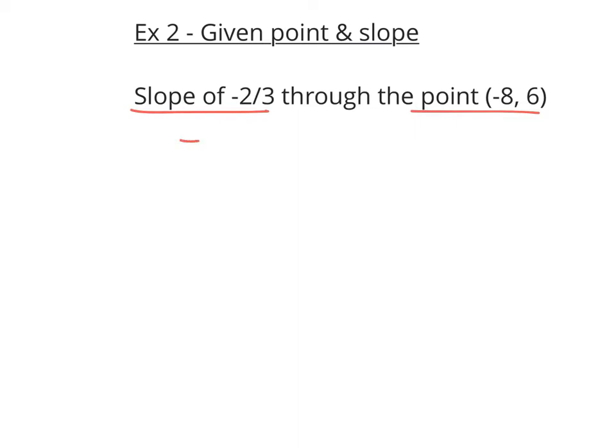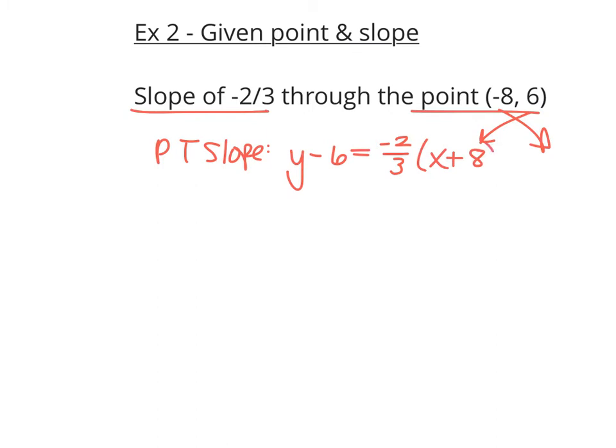So if we're going to write it in point slope form, let's see, point slope. I'm just going to label my different forms here. I know that we're going to switch the x and the y and make them opposite. So that's going to be y minus 6 equals -2/3 x plus 8. All right, that's all from the last video. So there's my point slope form.